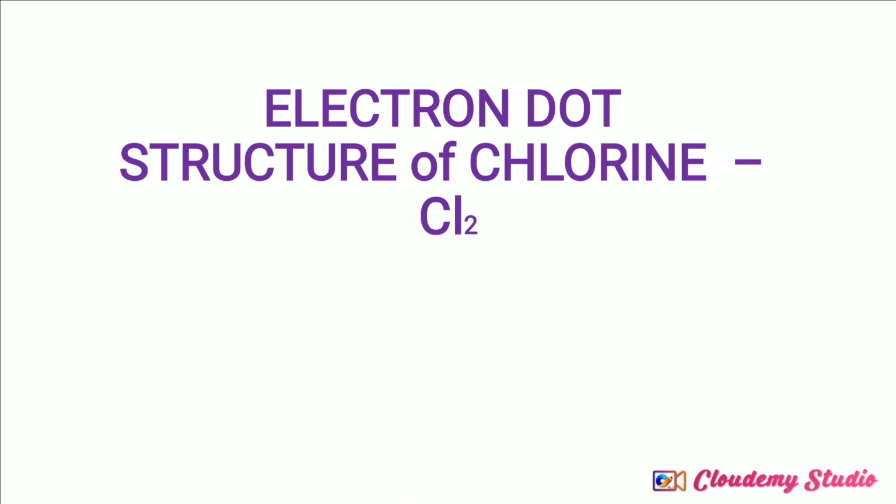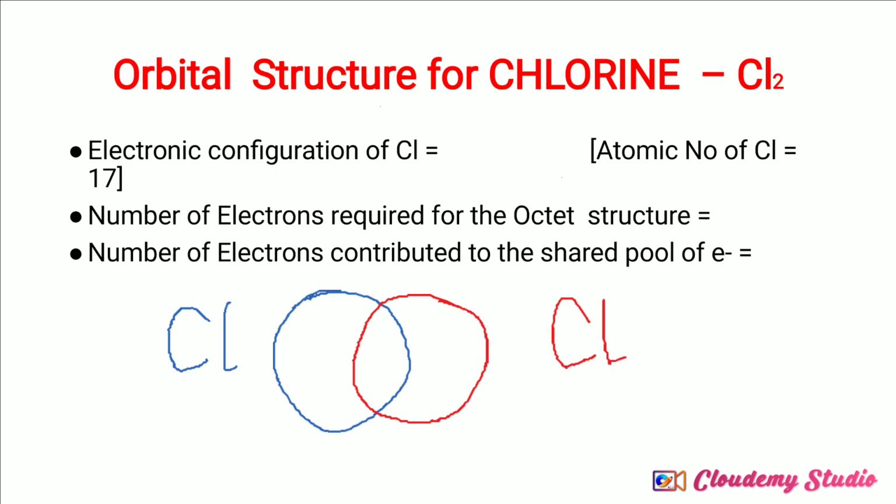Hello friends, shall we draw one more electron dot structure? That is the electron dot structure of chlorine. To draw the electron dot structure for chlorine, first of all we can draw the orbital structure for chlorine.